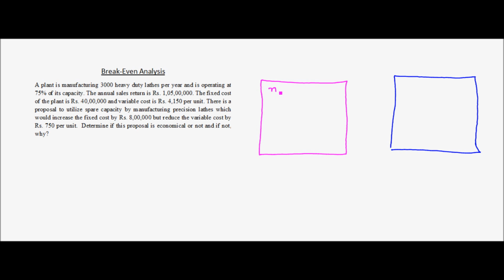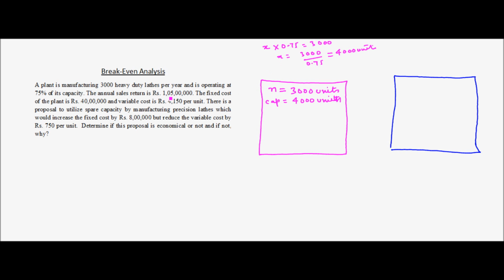So let's say N represents the number of units currently being manufactured, which is 3,000 units, and the plant is currently operating at 75% of its capacity. So let's find out what is the capacity of this plant. So let's say the full capacity is X. So X multiplied by 0.75 is equal to 3,000. This means that 75% of the full capacity is 3,000 units. So X is equal to 3,000 divided by 0.75, and this is equal to 4,000 units. So here we can say the overall capacity is 4,000 units.